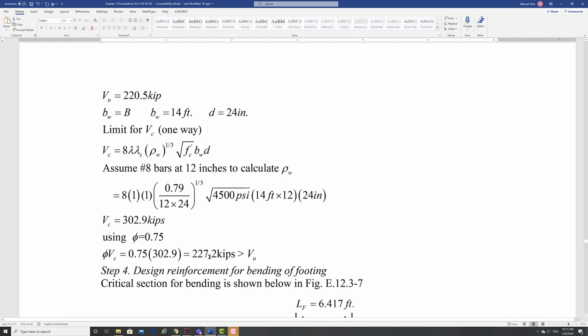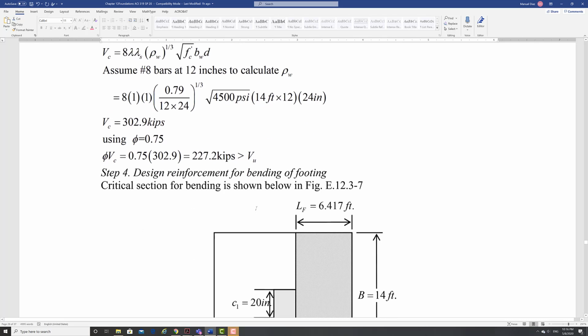0.75. Oh, this value is 227, which is greater than the 220. So we're good. All right, 28 inches then is still okay for my height.